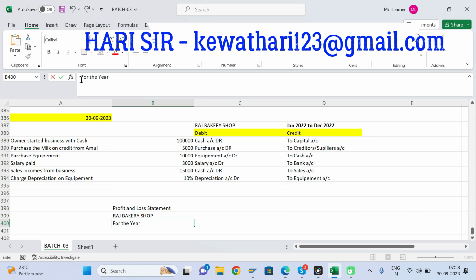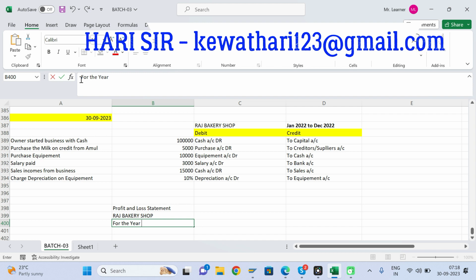It is a 12-month period, and it depends from country to country. In India, fiscal year, financial year, accounting year, whatever you call it, all have the same meaning. The fiscal year in India starts from April to March, 1st April to 31st March. In the US, it is January to December.